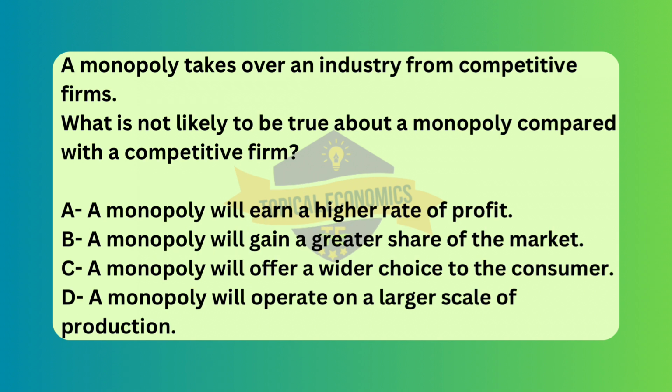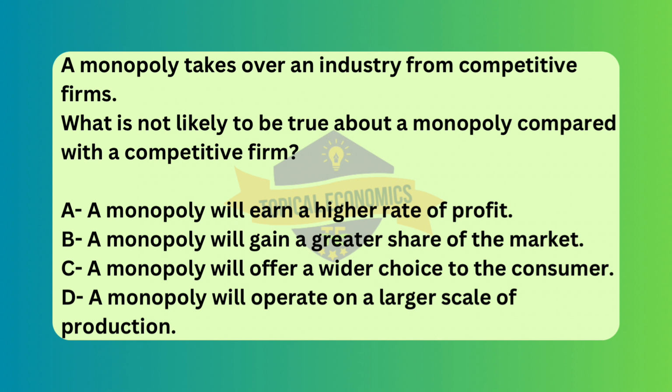Moving to 19th question. A monopoly takes over an industry from competitive firms. What is not likely to be true about a monopoly compared with a competitive firm? A. A monopoly will earn a higher rate of profit. B. A monopoly will gain a greater share of the market. C. A monopoly will offer a wider choice to the consumer. D. A monopoly will operate on a larger scale of production. The correct answer for this question is option C.